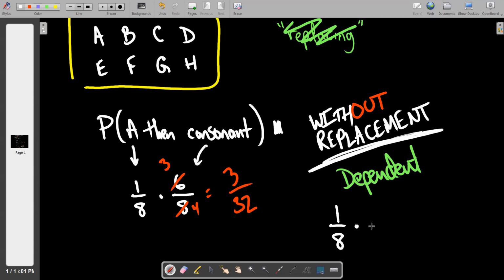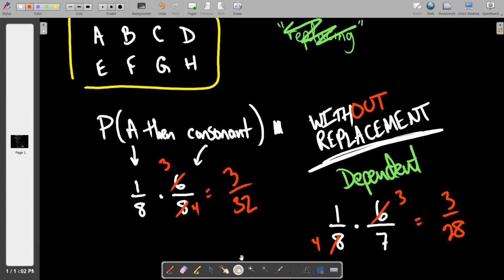First off, how many tiles are left in the hat? 7, correct. And how many of them are consonants? 6. So this answer is going to be different. If I cancel out this 6 and this 8, I would get 3 out of 28, which is a completely different answer. FYI, the same 2 events, replacing versus not replacing, are just never going to come out to be the same answers. It doesn't work that way.